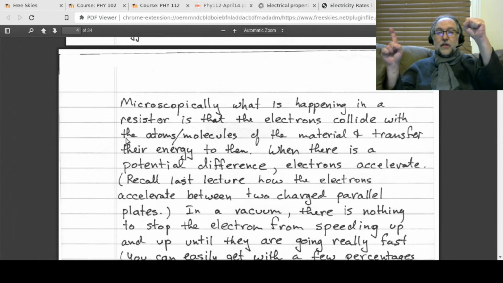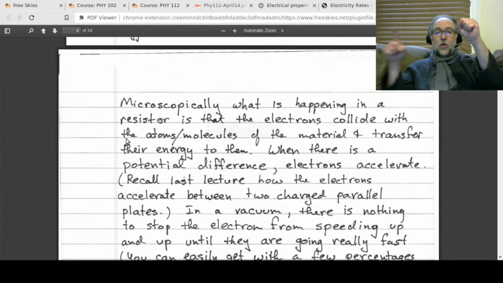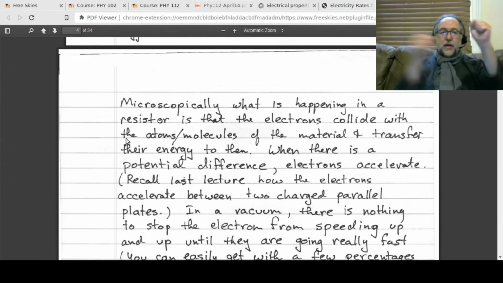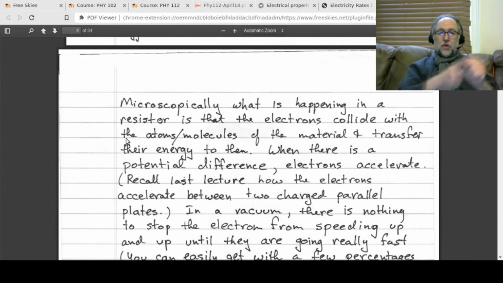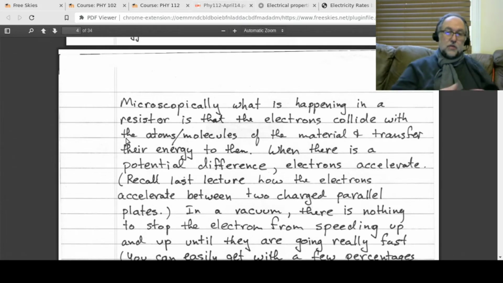It feels this electric field, and it gets accelerated. But it just can't travel that far before it hits an atom. And so it goes zoop, boink. It hits it and bounces off of it. Then it starts to accelerate again because it's being accelerated this way by the electric field. So it accelerates again, and boink, it hits another atom, boink, another atom. These electrons keep getting accelerated. They speed up, but then they smack into these atoms. And when they do, they're transferring their energy to the atoms, or molecules, depending on what the material is made of.